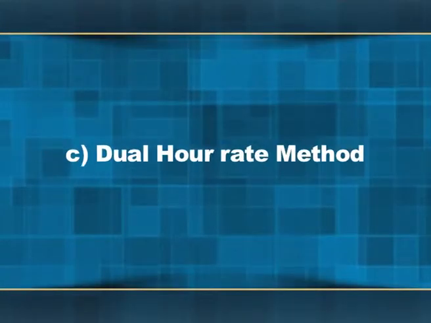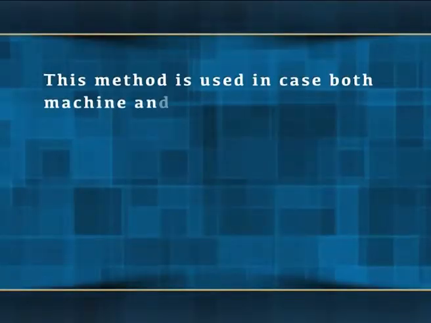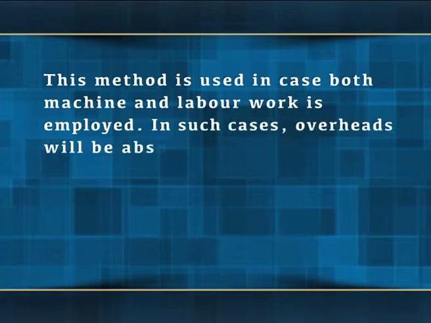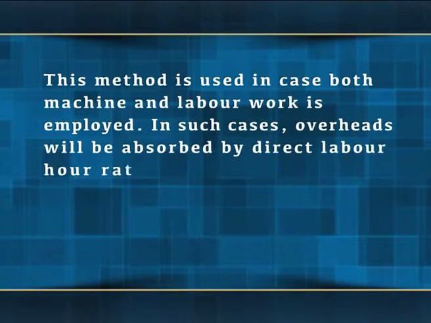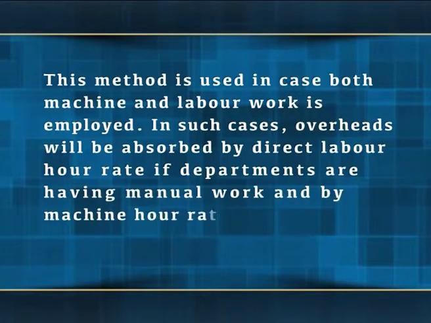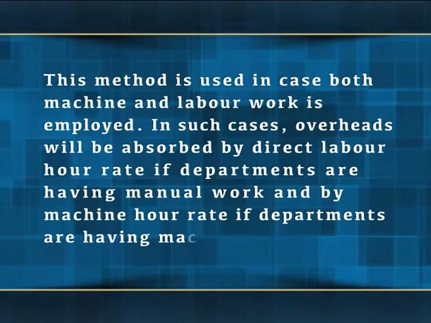Number C, the dual hour rate method. This method is a combination of labor hour rate and machine hour rate. This method is used in cases where both machine and labor work are employed. In such cases, overheads will be absorbed by direct labor hour rate if departments are having manual work, and by machine hour rate if departments are using machine work.